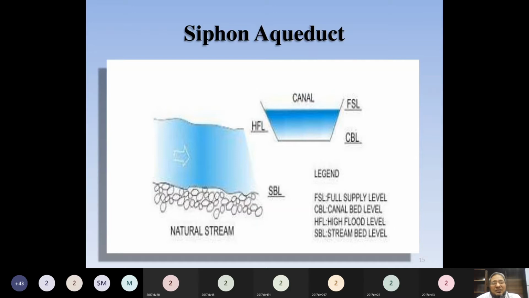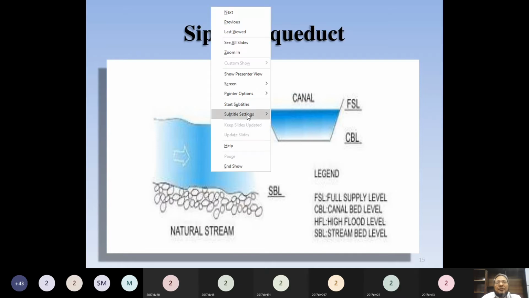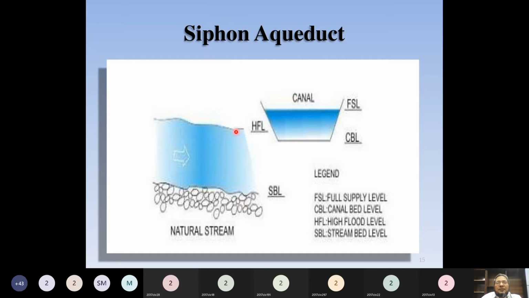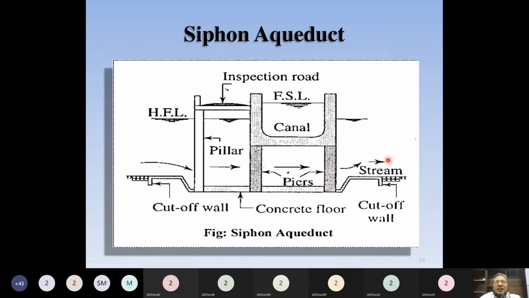so now we will try to understand from this sketch. This is a stream, and this is the high flood level in the stream, which is higher than the canal bed level. Anyway, the canal is crossing above the stream, but its bed level is below the highest flood level or high flood level. Then that structure is called a siphon aqueduct. Now this is one cross section of the siphon aqueduct. The stream is flowing like this, and this is the bed level of the canal. Right?